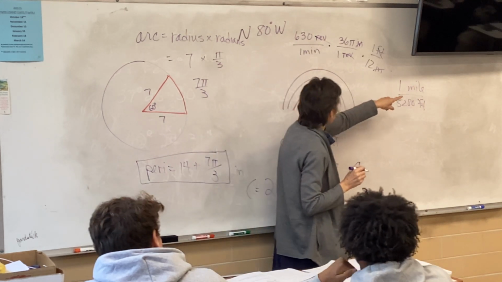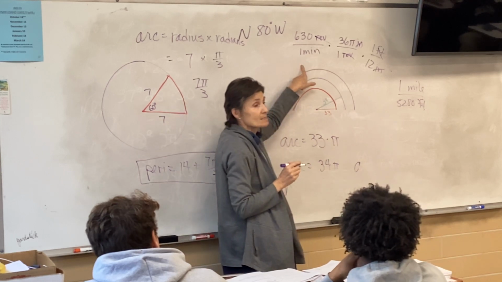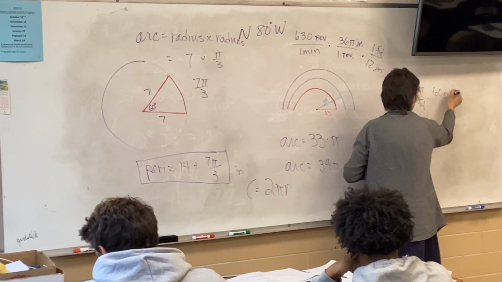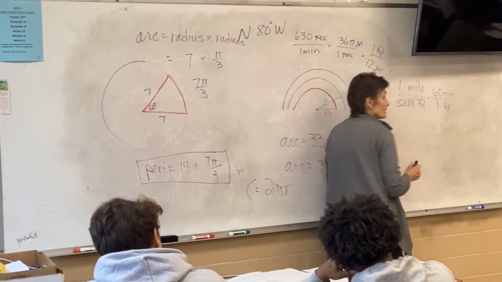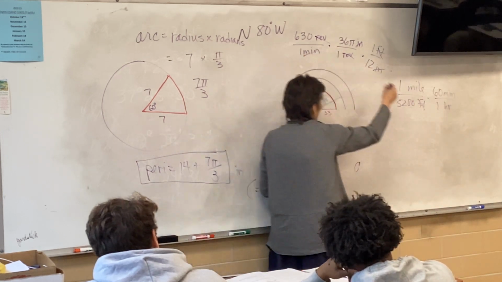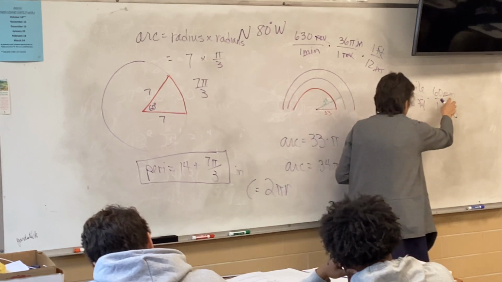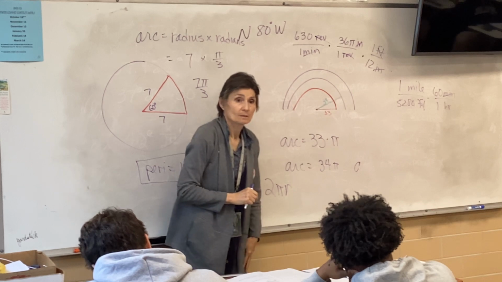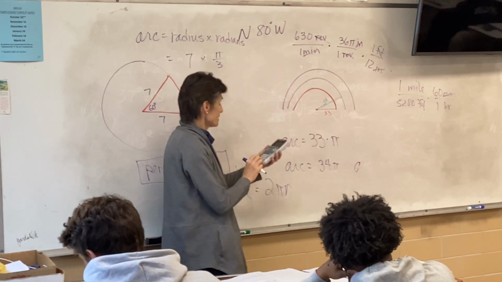But I have miles per minute. 60 minutes. So 60 minutes in 1 hour. And now I will have miles per hour. Let's figure out what it is.